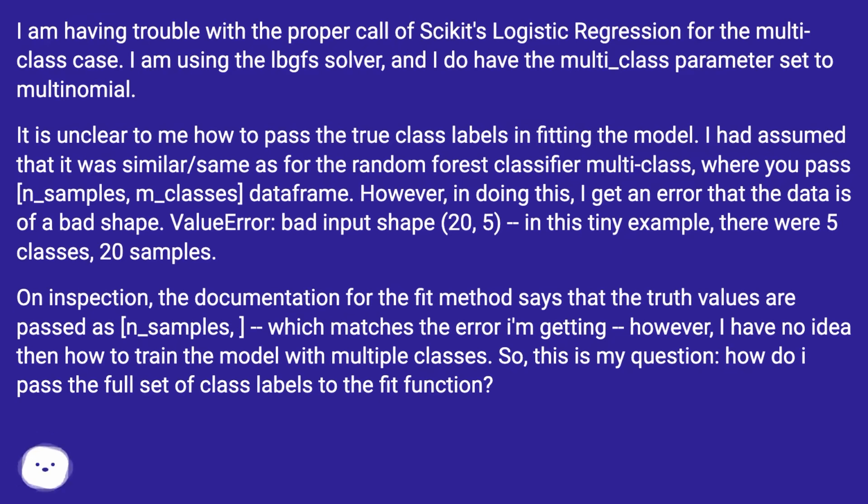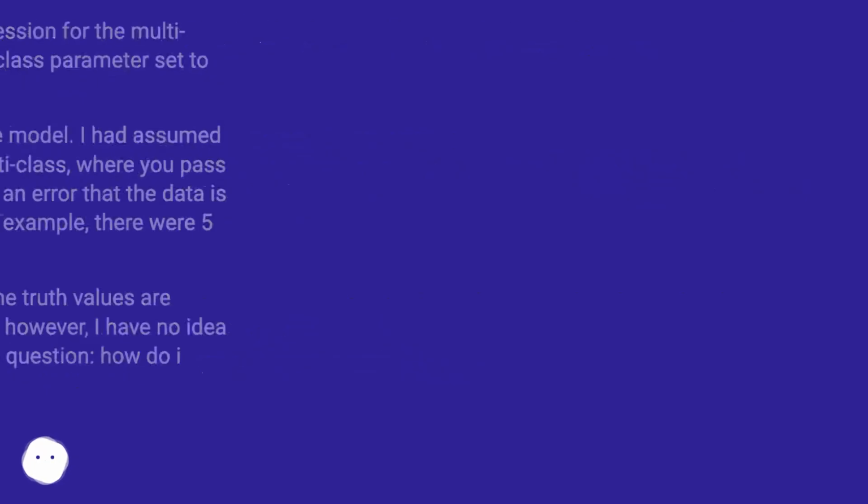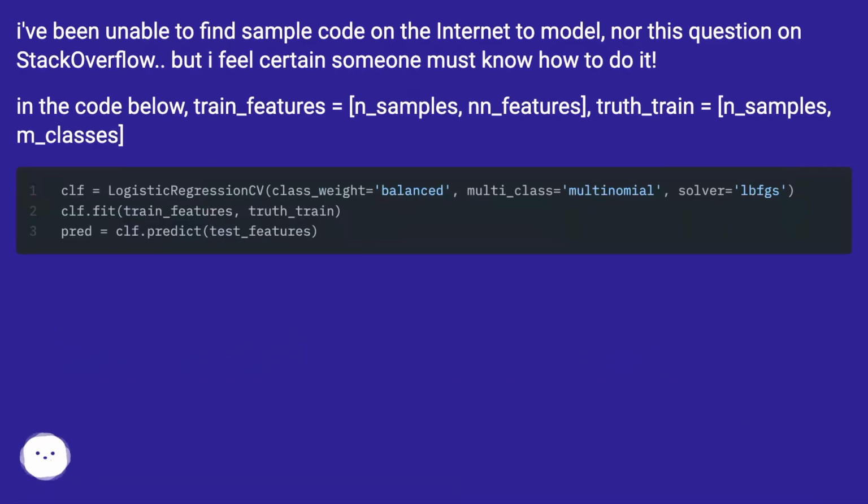On inspection, the documentation for the fit method says that the truth values are passed as n_samples, which matches the error I'm getting. However, I have no idea then how to train the model with multiple classes. So, this is my question: how do I pass the full set of class labels to the fit function? I've been unable to find sample code on the internet to model, nor this question on Stack Overflow. But I feel certain someone must know how to do it. In the code below, train_features equals n_samples, n_features, truth_train equals n_samples, m_classes.